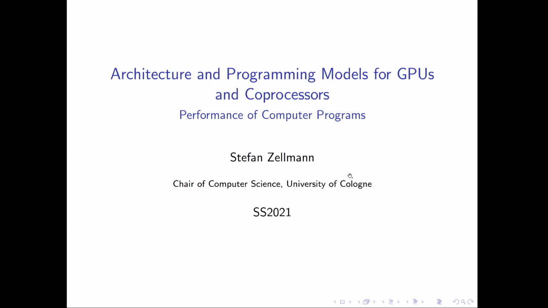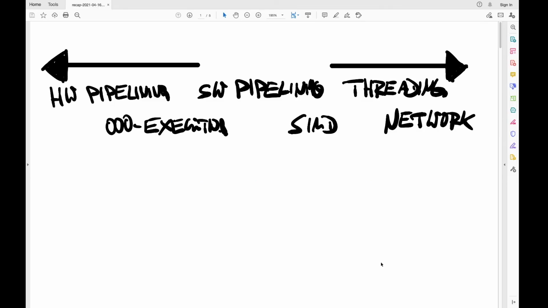So this is the third installment of my lecture on architecture and programming models for GPUs and coprocessors. And we're still talking about performance of computer programs. Before we start, let's just briefly recap what we talked about last week, and most specifically, where we currently are in our discussion about concurrency.